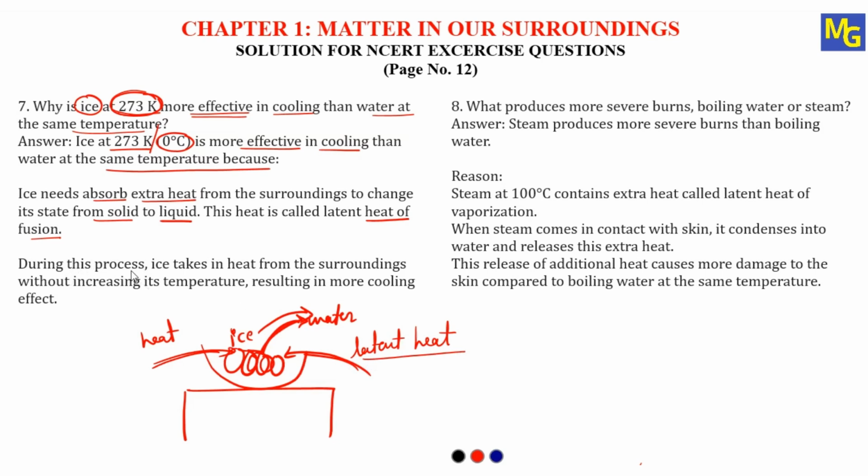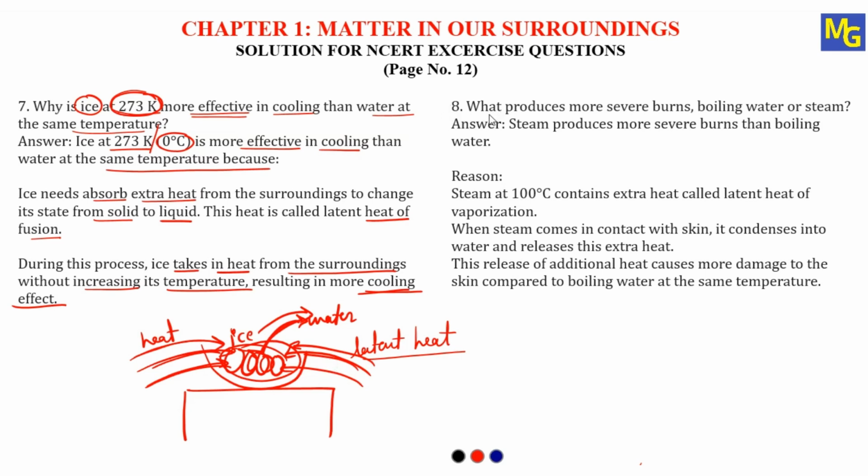During this process, ice takes heat from the surroundings without increasing its temperature, resulting in more cooling effect. So for this melting process, ice will take the surrounding heat. It will not increase the temperature, but whatever energy it absorbs, all that energy it will use to melt the ice. And because it is absorbing the surrounding heat, the surrounding area becomes cool. That's why ice will show more cooling effect compared to water. Very simple answer. Next, question number 8.